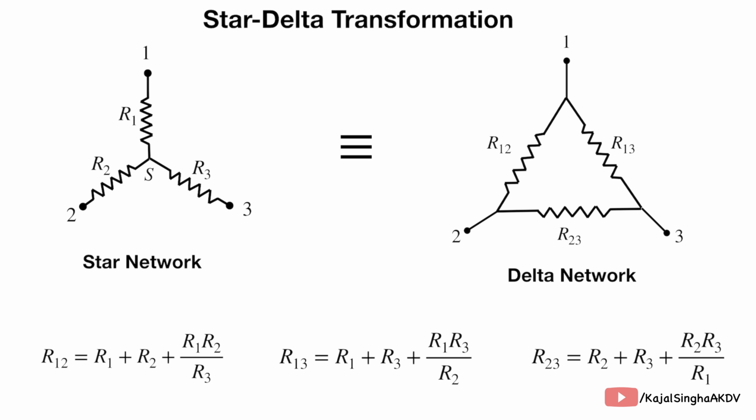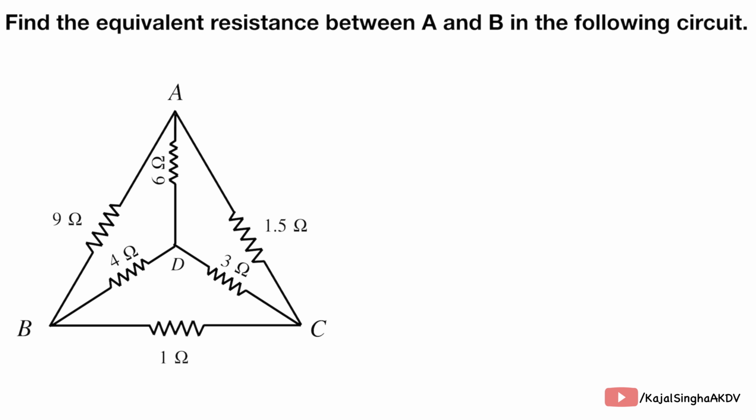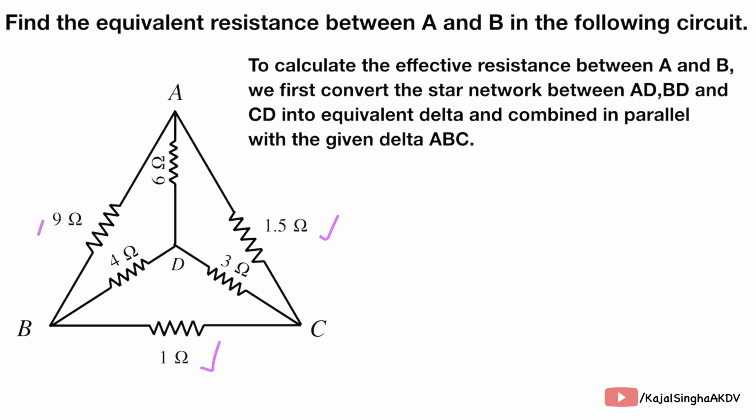Here is an example of this type of conversion. We are told to find the equivalent resistance between points A and B in the circuit. Here we can see that a delta network has been formed by three resistors, one of value 9 ohm, one of 1 ohm and one of value 1.5 ohm between the points A, B and C, and there is also a star network between points A, B, C and point D, which has three resistors of value 6 ohm, 4 ohm and 3 ohm. To calculate the effective resistance between A and B, we first convert the star network between AD, BD and CD into an equivalent delta and combine it in parallel with the given delta ABC.